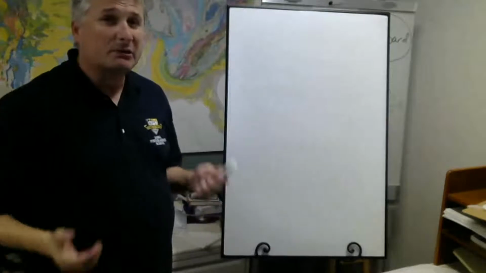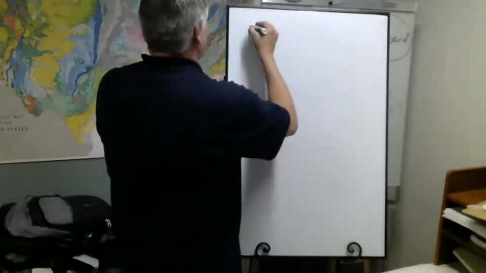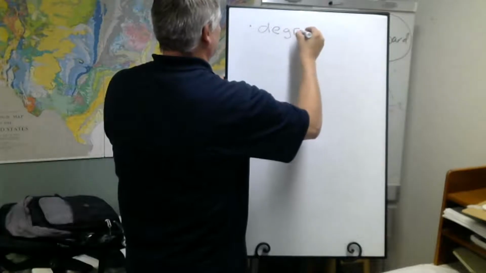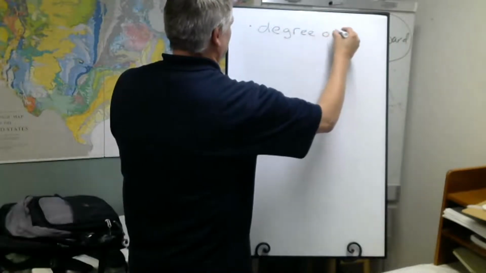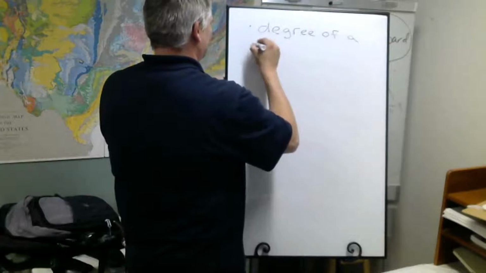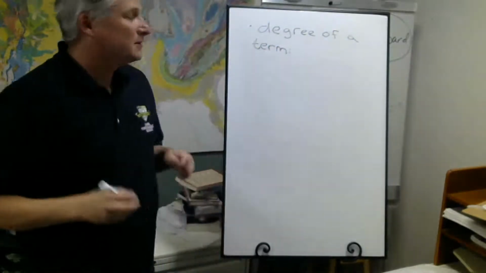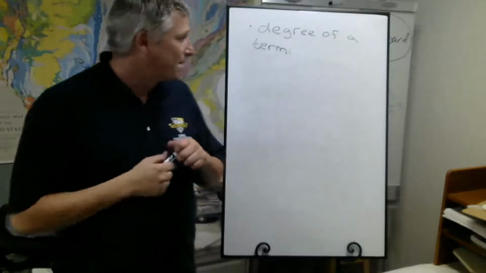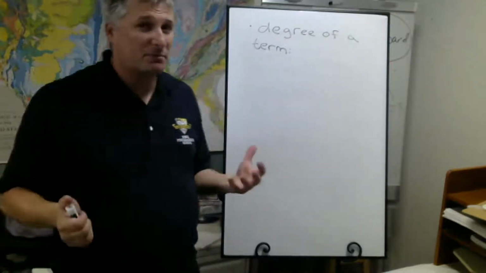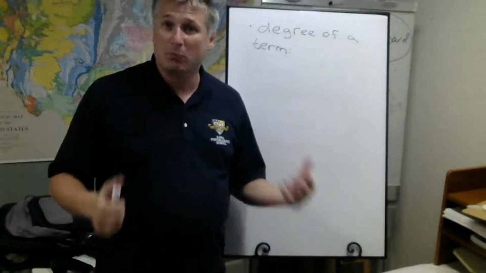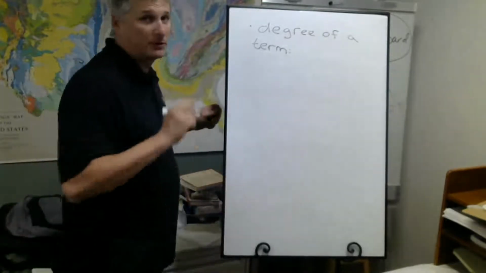So we can talk about the degree of terms. The degree of a term works like this. It's the exponent on the variable, or the sum of the exponents if there are multiple variables in this one term.